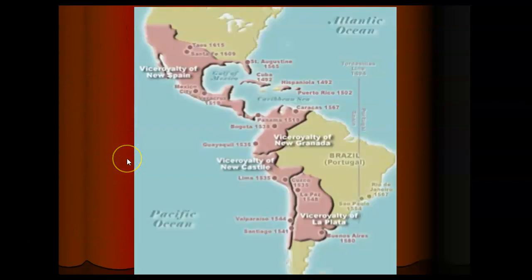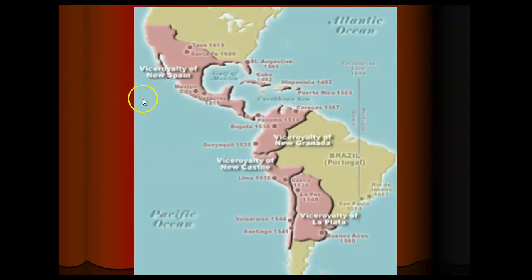This is just another map that shows you the claims of the Spanish, so you can really see that the Spanish are the dominant force from Europe in the Western Hemisphere up through the 1500s into the early 1600s.